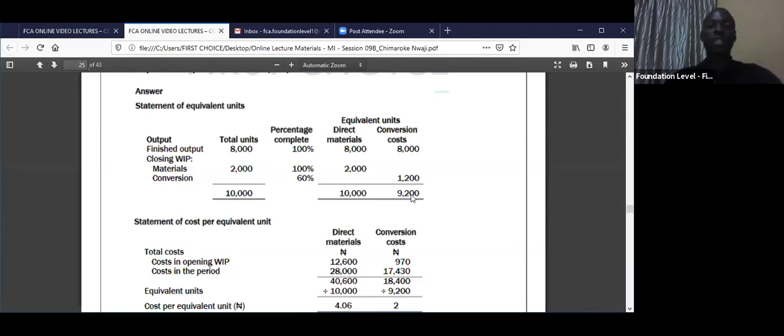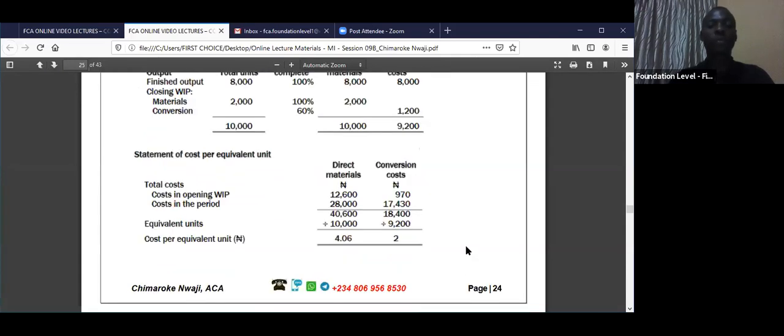Now that you've done the equivalent unit, the next thing to do is the statement of cost per equivalent unit. So what do we do? When we are looking at the statement of cost per equivalent unit, we are now looking at the inputs. Remember, the equivalent unit, the first statement, relates to the output. The second statement relates to the input.